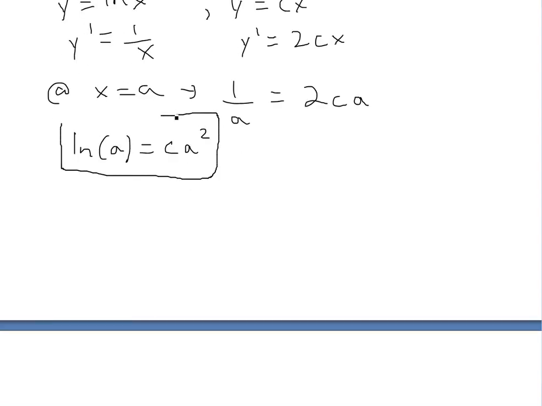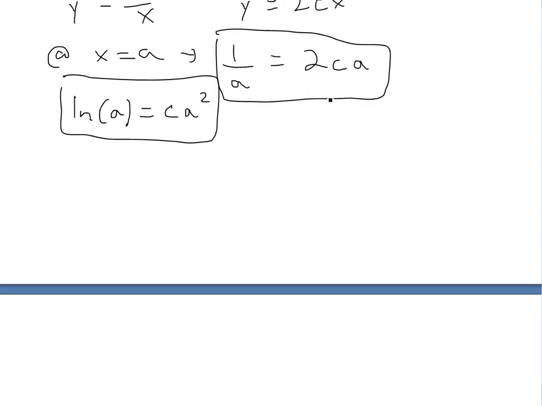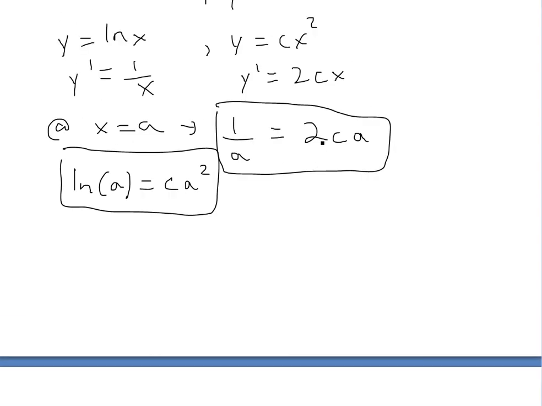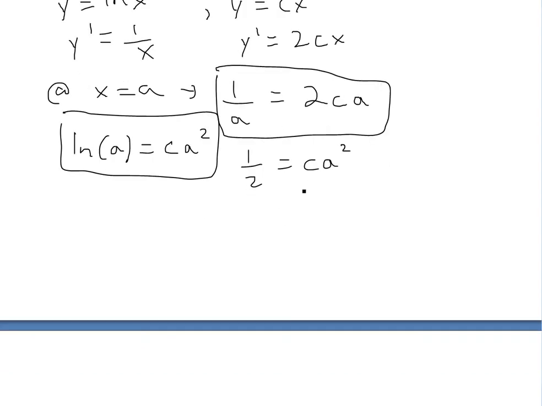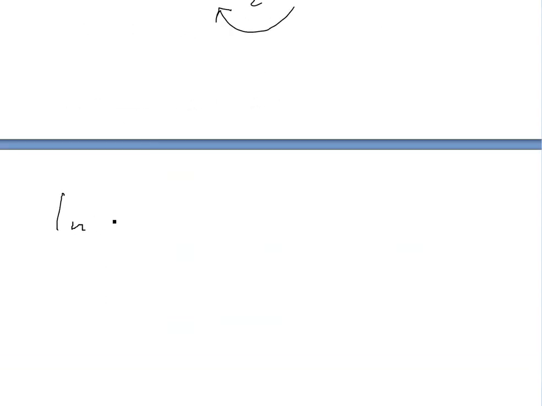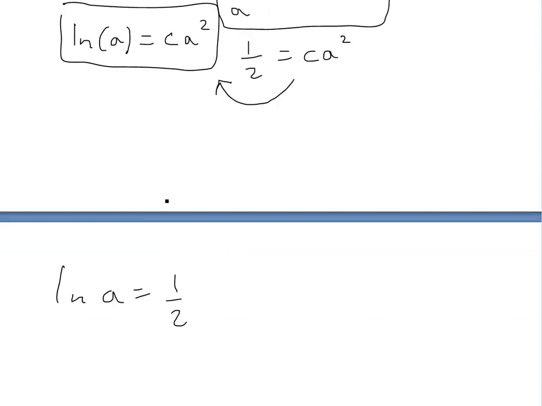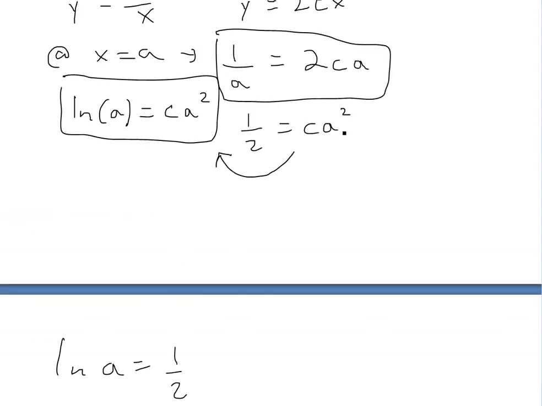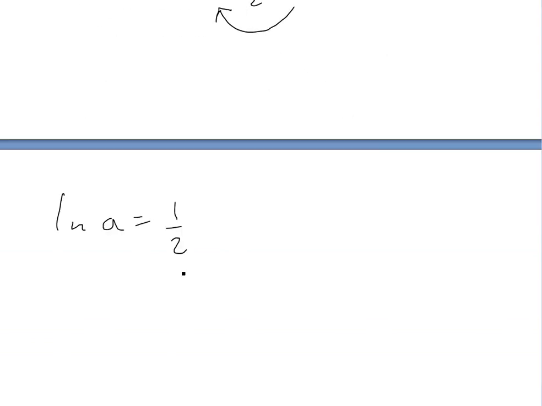So we have two equations, this and this right here. We could rearrange this one: flip the 2 over here and the a over here, and we get 1 over 2 is equal to ca squared. The reason for this is so we could solve for what this a value is. And we could plug this in here. There's a ca squared, so that just equals 1 over 2. So we get ln a equals 1 over 2, because that's ca squared, from this one.